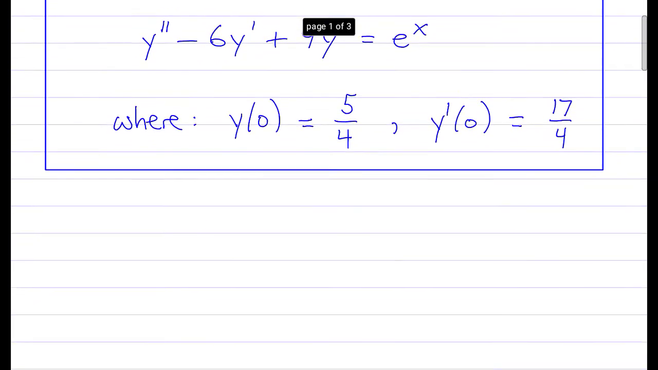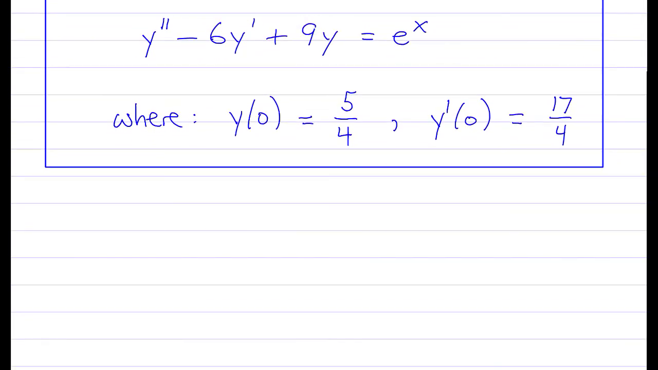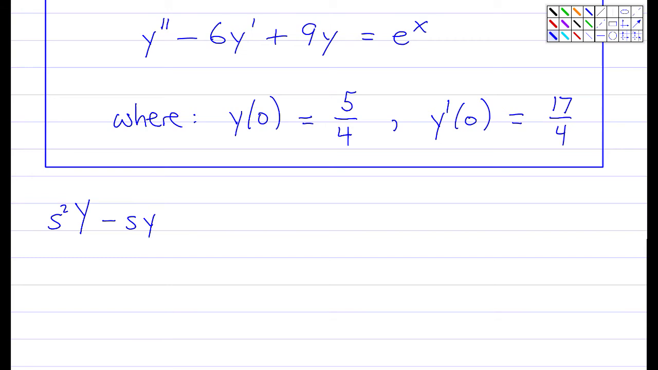The first thing we do in this technique is apply the Laplace transform to both sides of this equation. So I'm just going to go right ahead and do it. The Laplace transform of the second derivative is s squared times capital Y, where capital Y is the Laplace transform of y of x, minus s times y of 0 minus y prime of 0. That's the Laplace transform of y double prime.